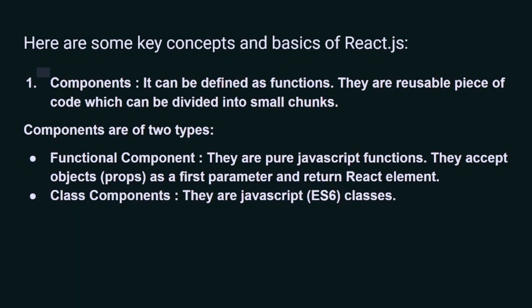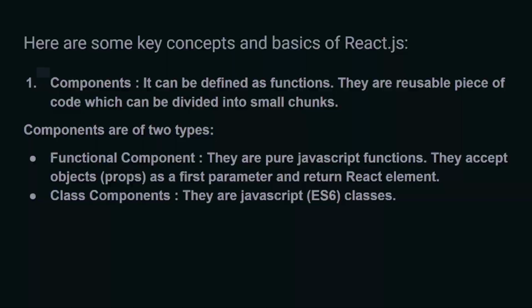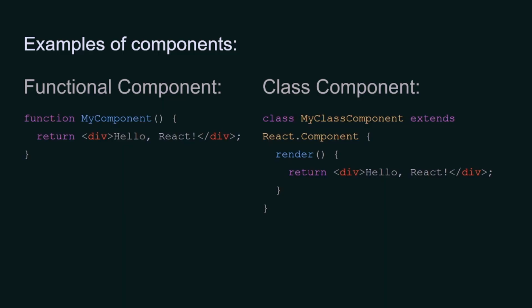So components are of two types. Function components are pure JavaScript functions. They accept an object as the first parameter and return a React element. And class-based components are basically JavaScript ES6 classes. As you can see, we have an example of the functional component and the class-based component.